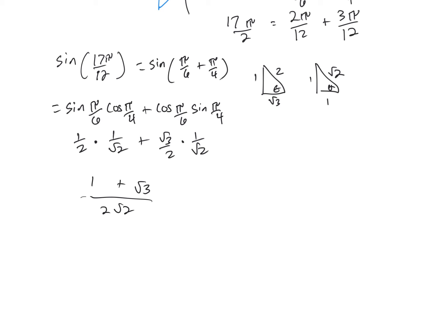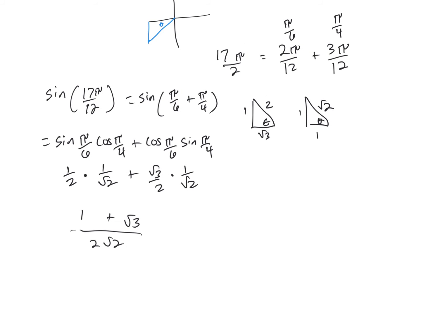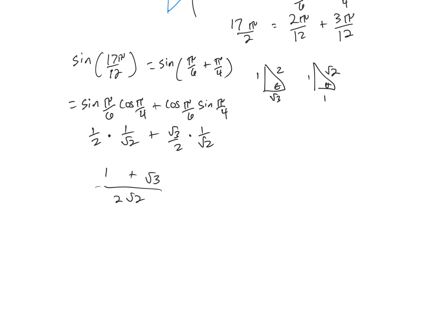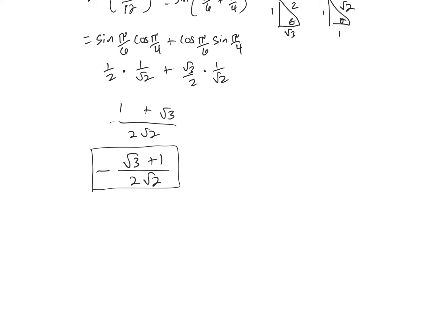And I have to keep in mind that this is in my third quadrant, and my sine value, my y value, in the third quadrant is negative. So my answer is actually going to be negative root 3 plus 1 over 2 root 2. So knowing my reference angle and knowing the quadrant, I can get the answer, but then I have to put in the fact that it is negative because it is the sine value. My sine is negative. So that would be my answer right there.